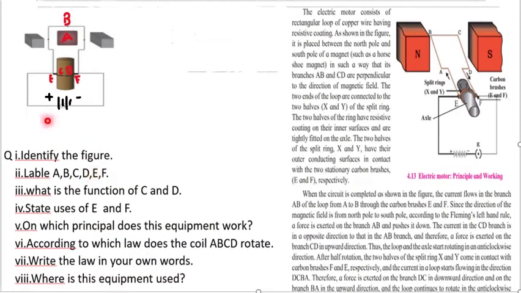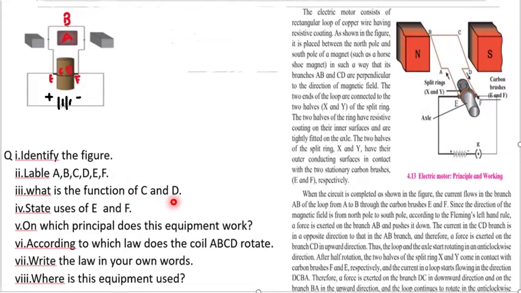Identify the figure. Friends, here the battery is shown in the diagram, so it is an electric motor. We have to label A, B, C, D, E, F. Now A is iron core, B is coil, C and D are split ring, E and F are carbon brushes.